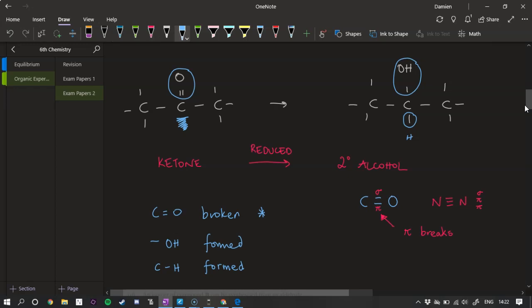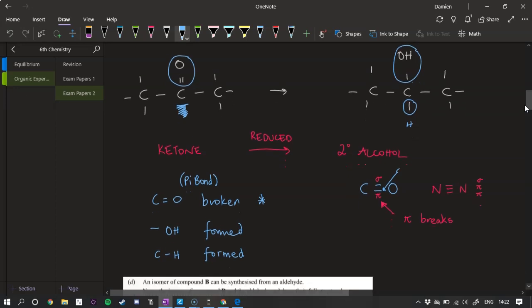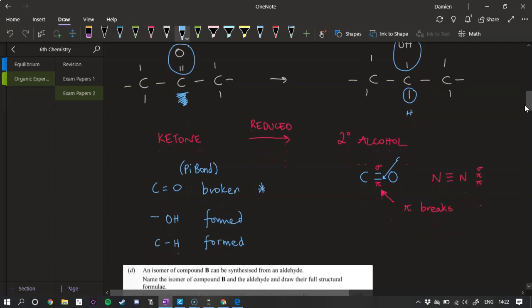You need to put in that the C double bond O pi bond is broken, because you don't refer to just the double bond. You have to say which part of the double bond, and it is that part. The sigma bond doesn't break, so you can't just say C double bond O breaks. You have to say which part of the bond. So that's a slight distinction there and something to be careful of.